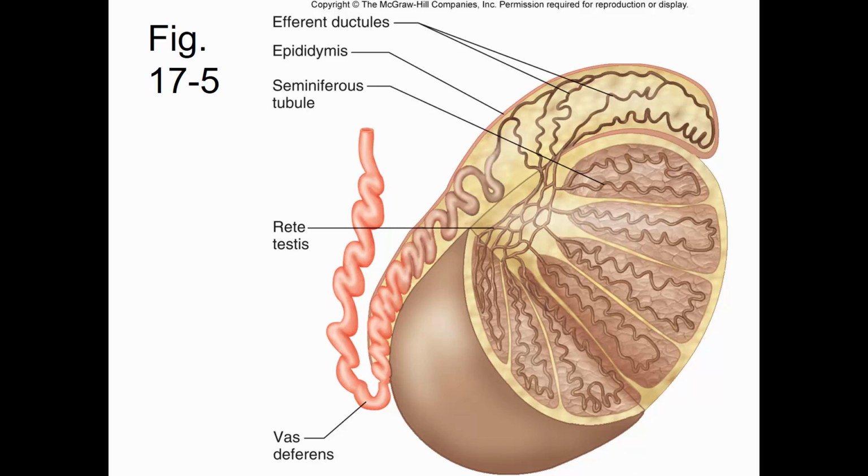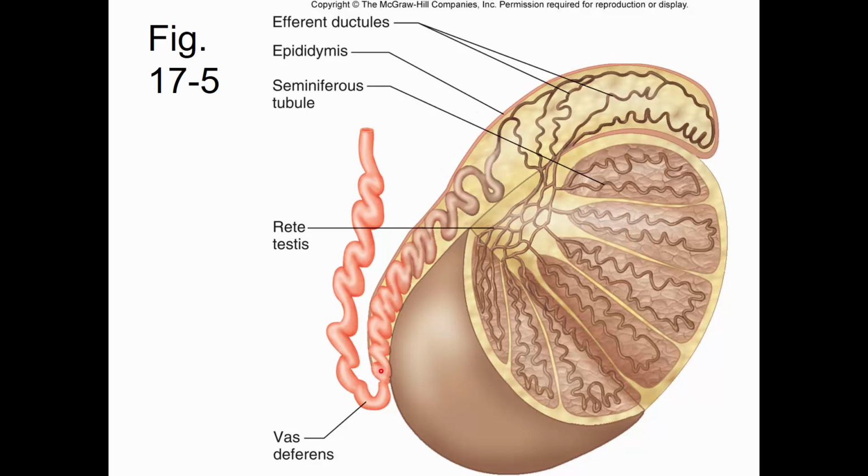So here's the picture from your textbook showing the testes with all its tubules. These are the seminiferous tubules. Lots and lots of tubules, lots of surface area for producing gametes. Those collect in some tubules, and those tubules eventually collect into one tubule called the vas deferens.